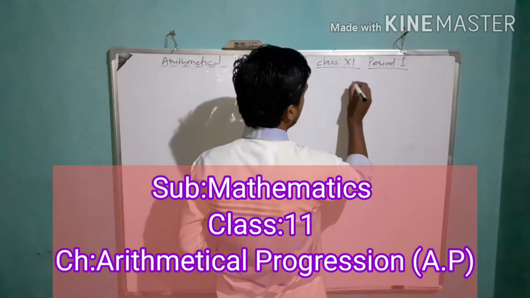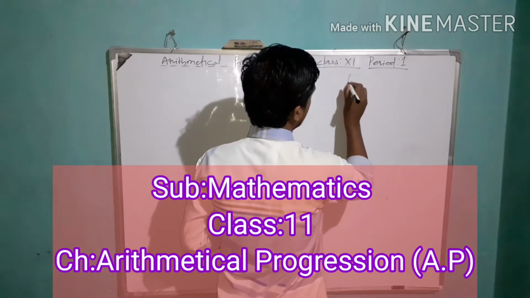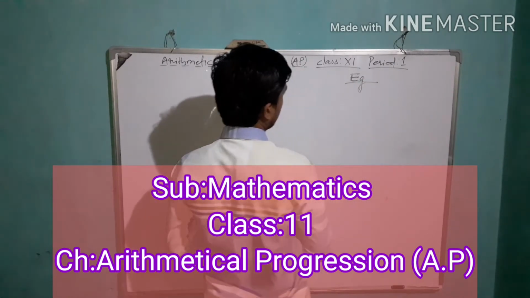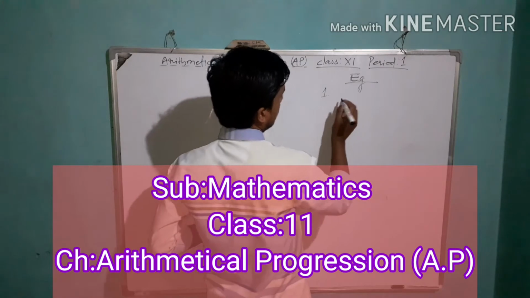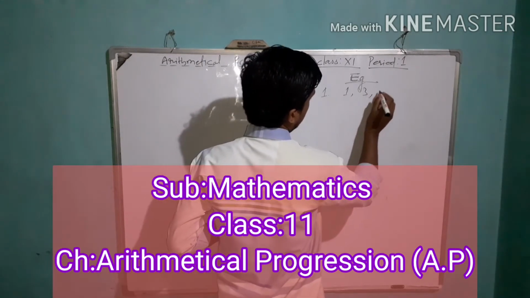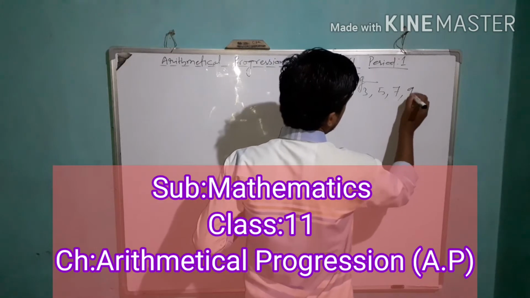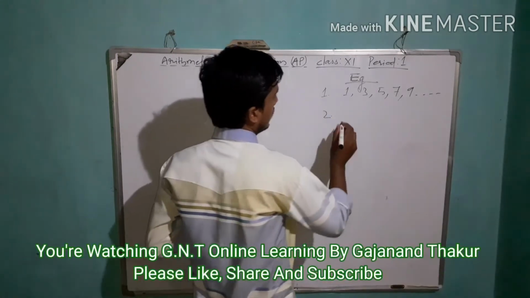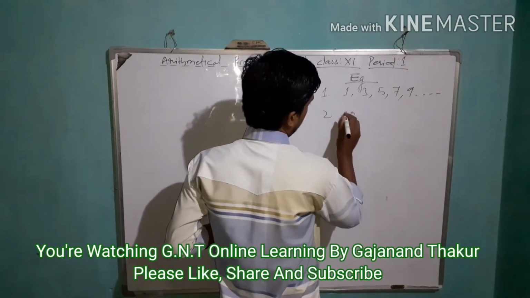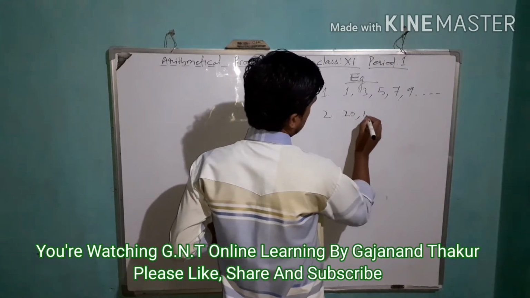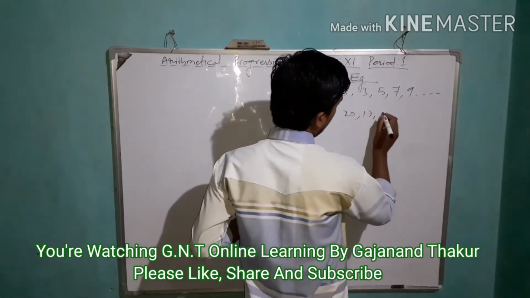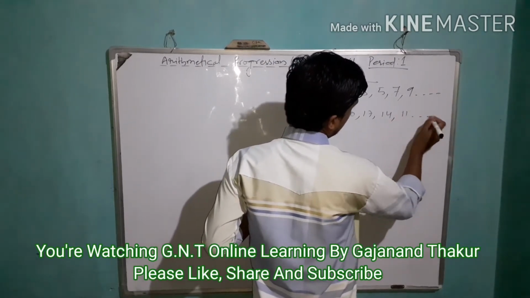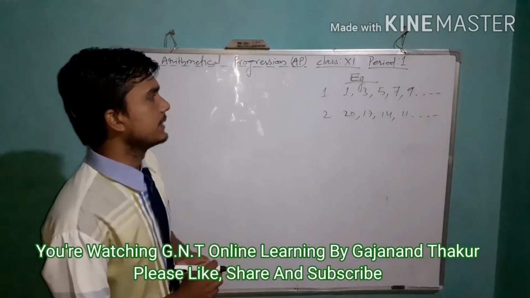If we talk about examples, let's take example number one. Suppose we have 1, 3, 5, 7, 9 and so on. Suppose another we have 20, 17, 14, 11 and so on. So these are in AP series.